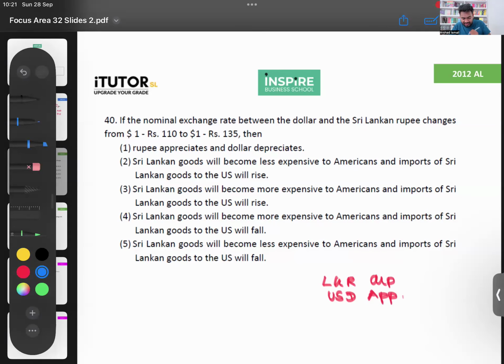On the other side, you can then say the US dollar has appreciated. Okay, then we look at the answers. One answer says rupee appreciates and dollar depreciates. Is that correct? No, no.